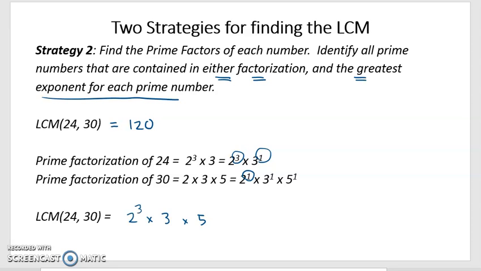So it'd be 3. For 3, you've got 3 to the first and 3 to the first. The largest of those two exponents is 1. For 5, you've got 5 to the first. There is no 5 in 24, but remember, it has to be in either one, so 5 to the first. So 2 to the third, which is 8, times 3 times 5, also equals 120. And we've confirmed using prime factorization that 120 is the LCM.